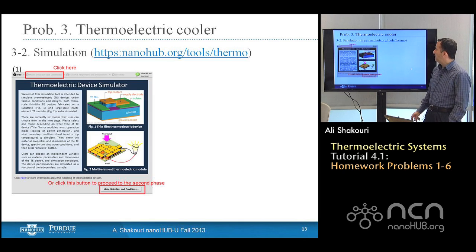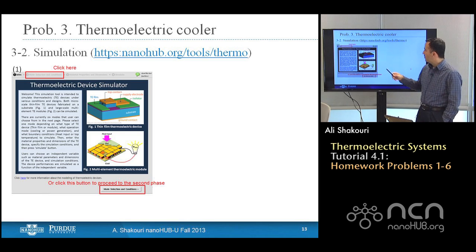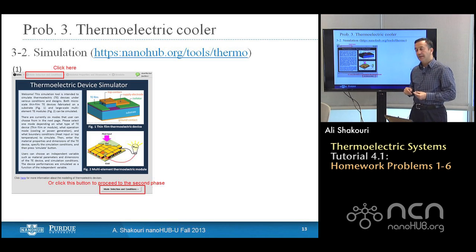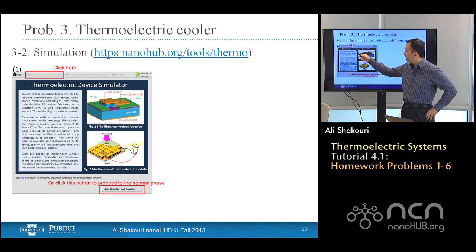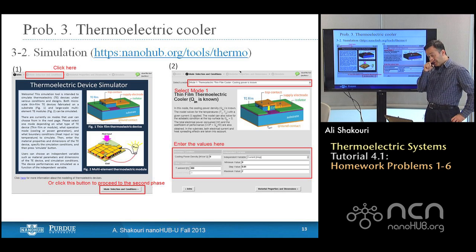To do this, you go under nanoHUB, Tools, Thermo, and you get to this page, and this page gives you an introduction of what the tool is. It can give you cooling for a single element or a thin film device, as well as a power generation module. You click here to go to the next phase and select conditions. When you click here, it gives you this.